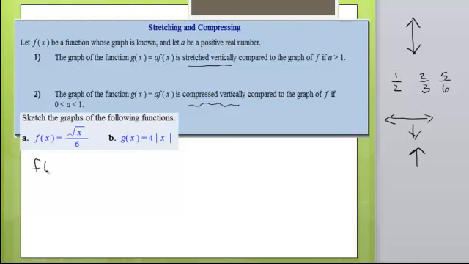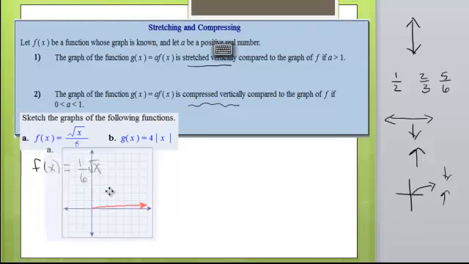This is the same thing as f of x equals 1/6 times the square root of x. Remember from the previous page, the square root of x looks like this. Since we're multiplying it by a 1/6, that means this graph gets compressed. It gets stretched horizontally, or it gets squashed this way, which means it is compressed vertically. It ends up looking something like this one.